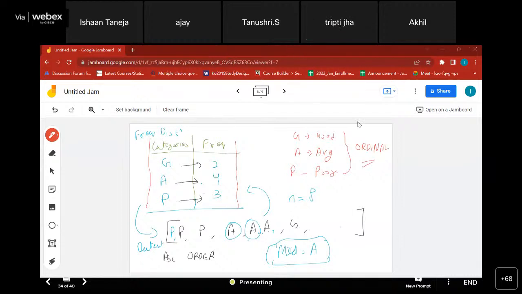Is the median never changed? It depends. In some scenarios it can change, in some it won't change.